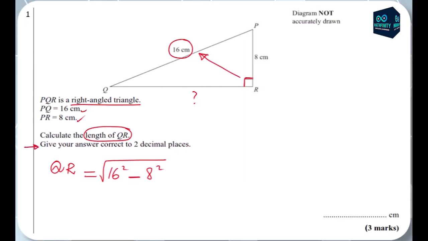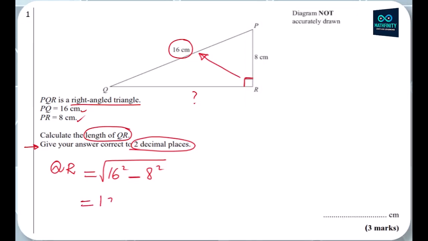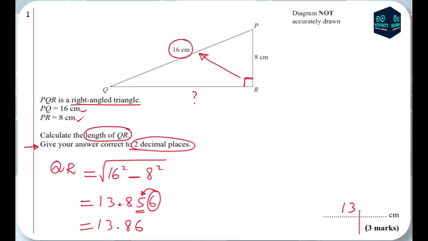But concentrate on this statement. They said give your answer correct to 2 dp. 2 dp means 2 decimal places. We have to correct our answer to 2 decimal places. So the answer will be 13.856. Let me write here 13.856. We have to correct this number. After the underlined digit, the next number is 6, so we will add 1 here. So the final answer will be 13.86. The unit is already written, so we will write it here.